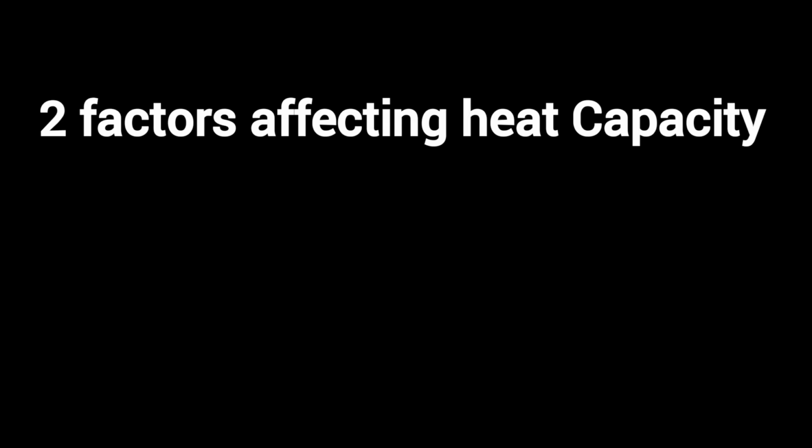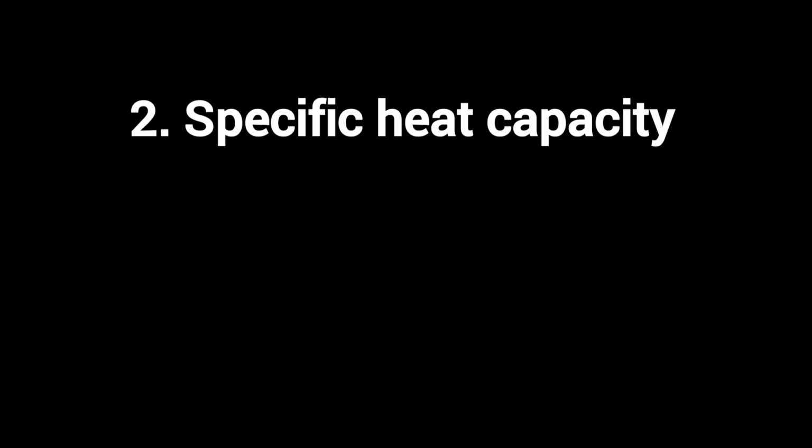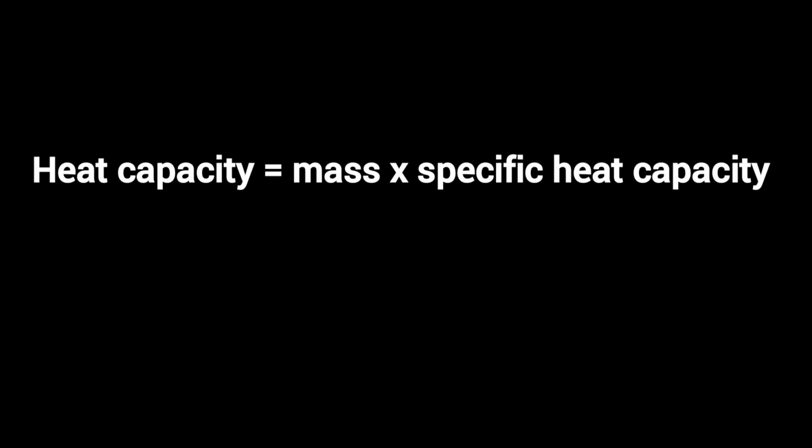Now, there are two main factors that affect heat capacity. The first one is the mass of the substance, and the second one is specific heat capacity. The reason why this is the case is because another formula for heat capacity is mass times specific heat capacity. Don't forget this, just in case you'll need it.